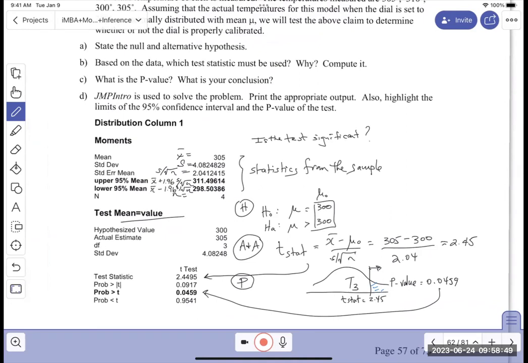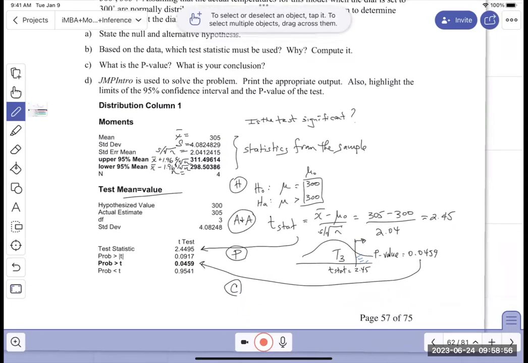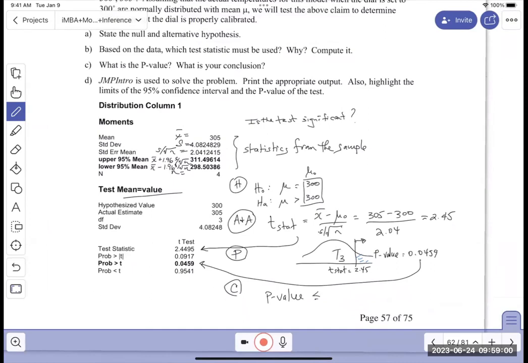So how do we conclude? Everything is here. You could actually just conclude right off this page. You conclude, always remembering to test the p-value, the tail, the chance of seeing that T-stat or more extreme, in this case higher, is 4.59%.